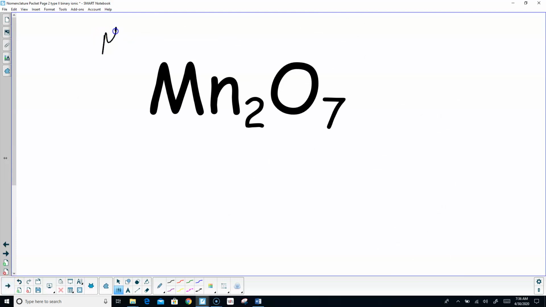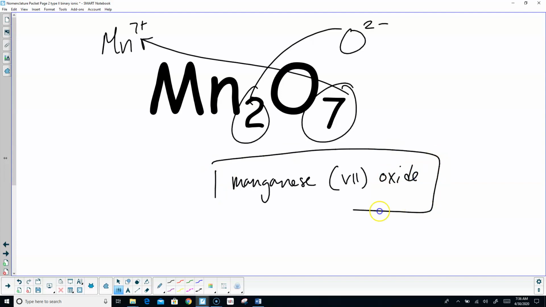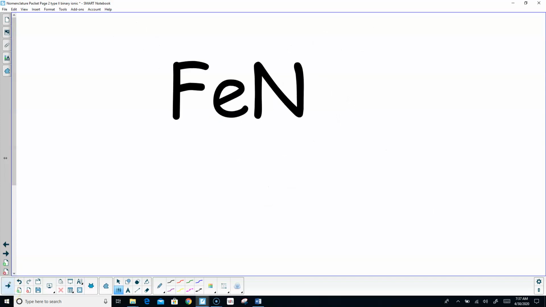Next one, let's unzip this guy. Here's manganese. Here's oxygen. The 2 goes to oxygen, which is oxygen's charge, so that's good. The 7 goes up to manganese. Manganese does have a charge of 7. It's one of the choices. So you would name this manganese 7, which is VII, oxide. Make certain you pay special attention that there are a couple of elements, manganese and magnesium. Those are two different things. Mn is manganese, Mg is magnesium. So manganese 7 oxide.